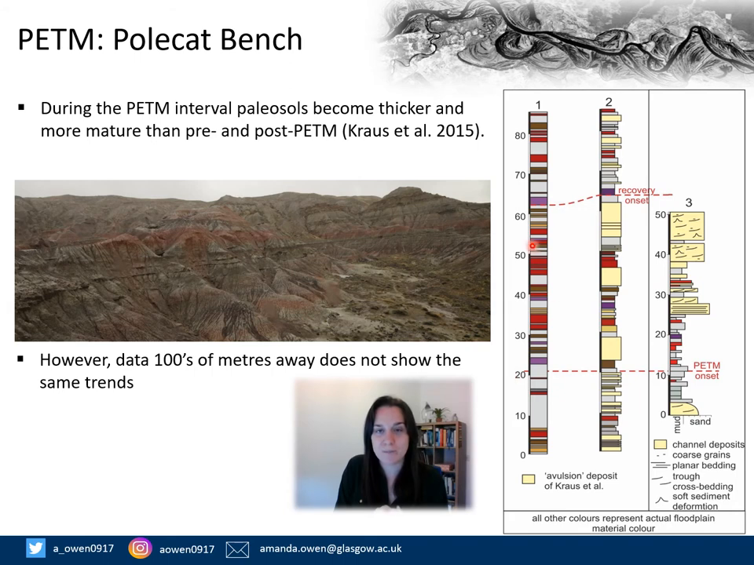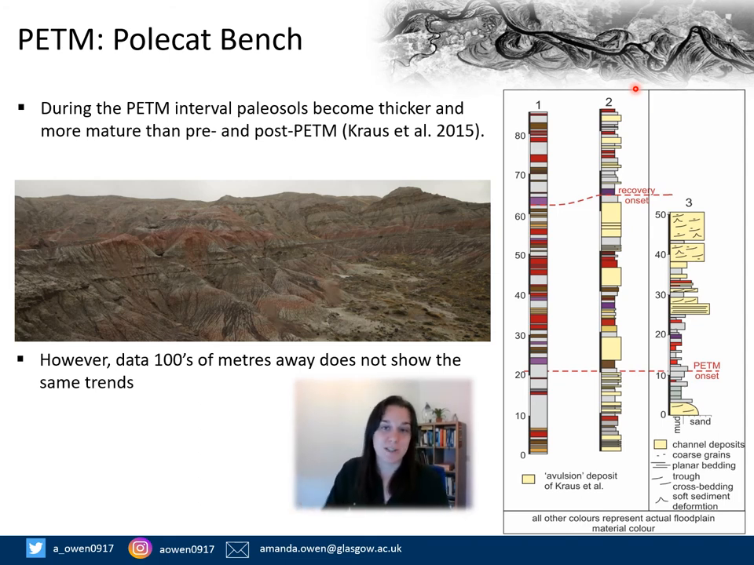Over in this section, that's just floodplain dominated, whereas over here we have a few river channels present. And yes, we do start to see those red deposits come through, but we can also see them before and after. So this log doesn't actually give us any indication. We do see channels present during that period, but we also see channels above and below it.